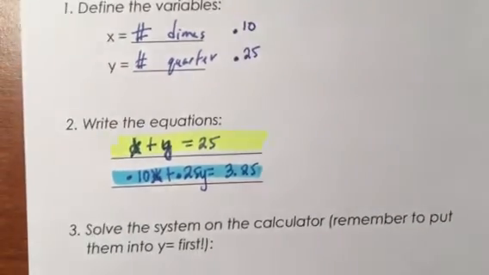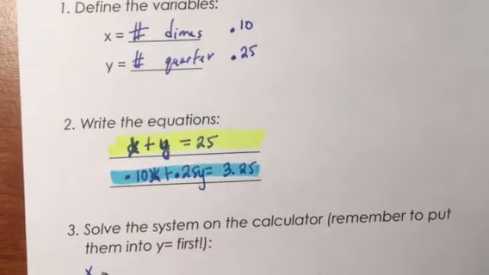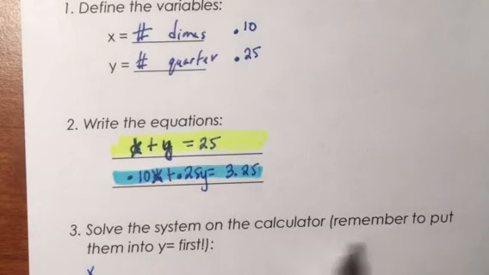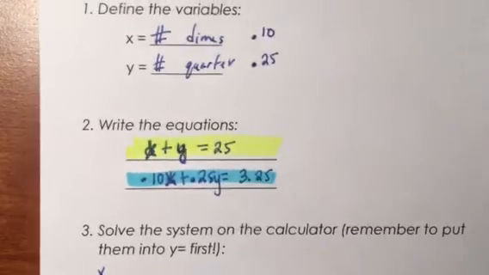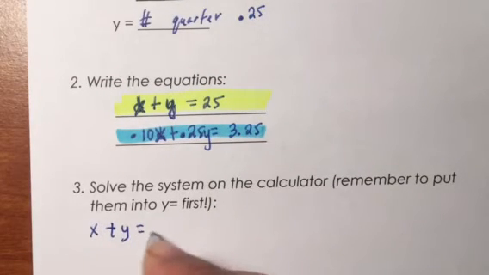Okay, so what I do now is I take this first equation. So our next step tells us to solve the system on the calculator. So remember, in order to do that, you have to solve for y first. So move the x, change the sign, divide by the number in front of the y. Don't forget to simplify. So that's what it's looking for.